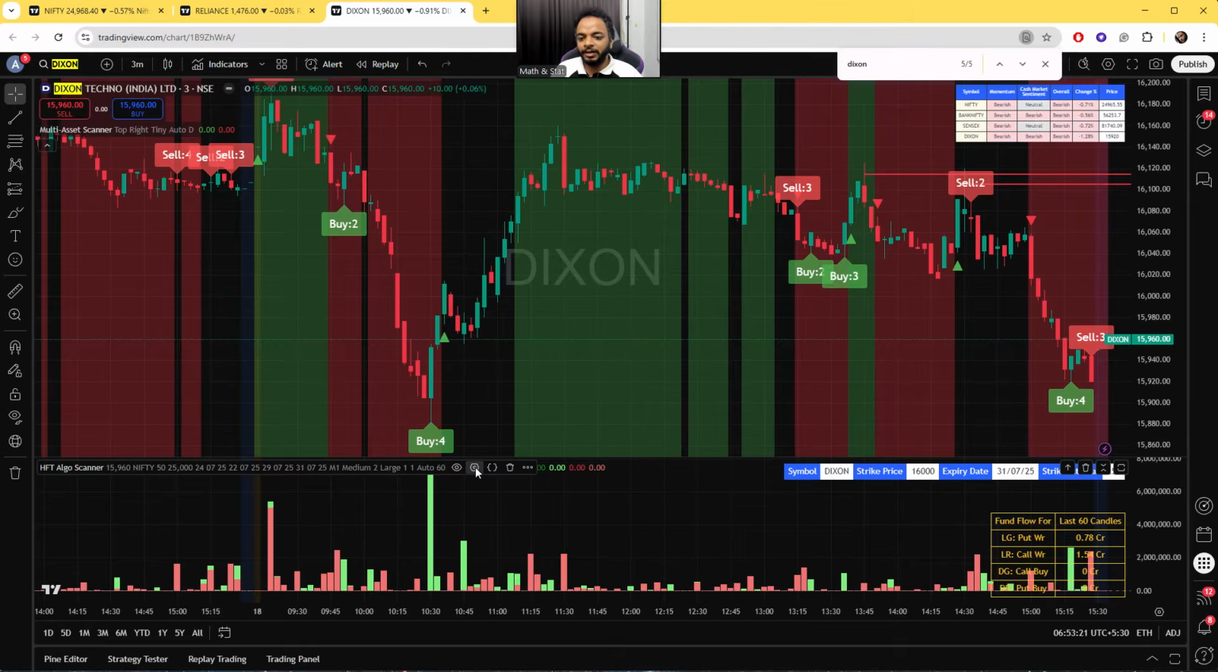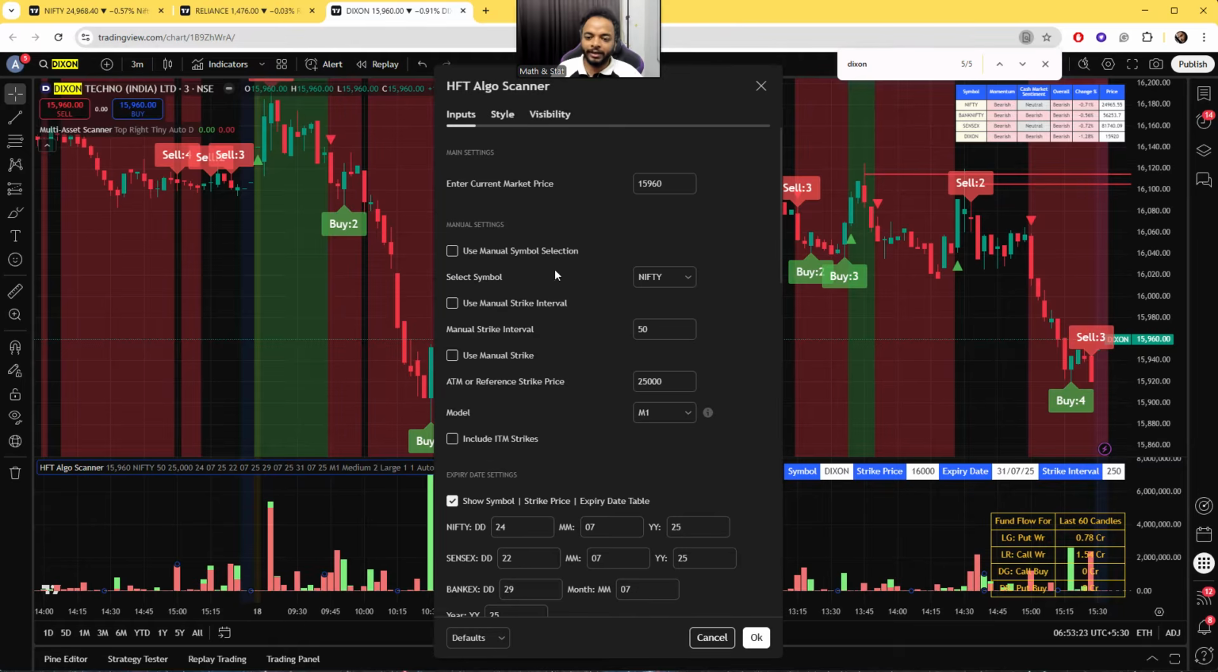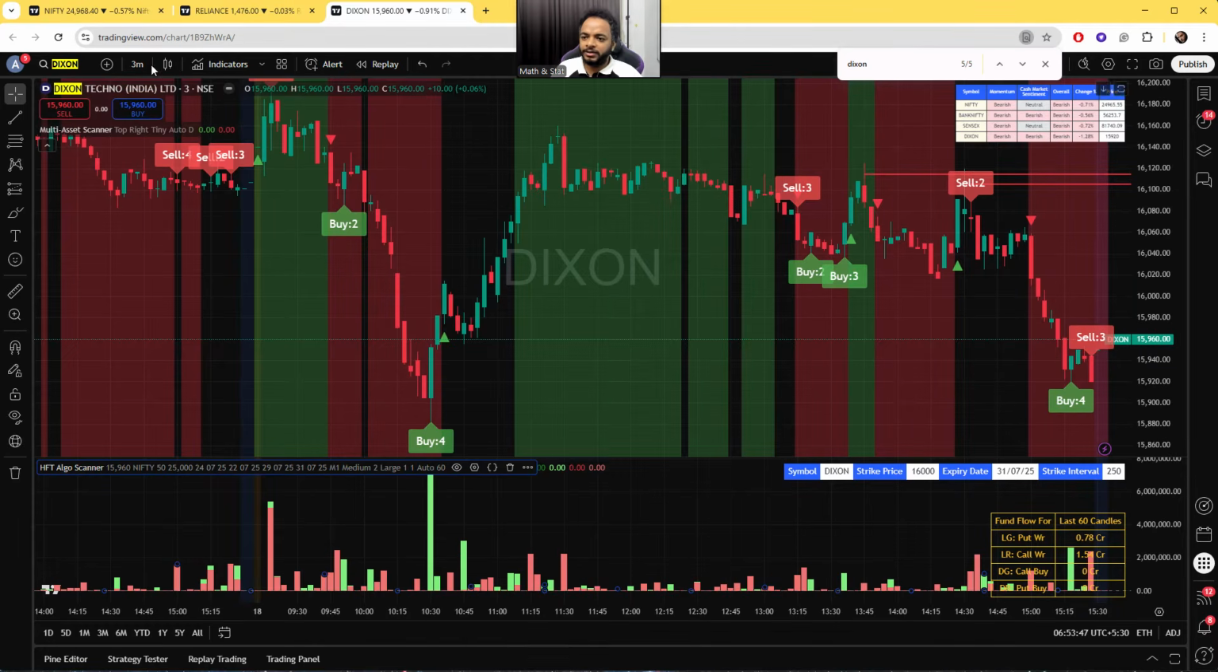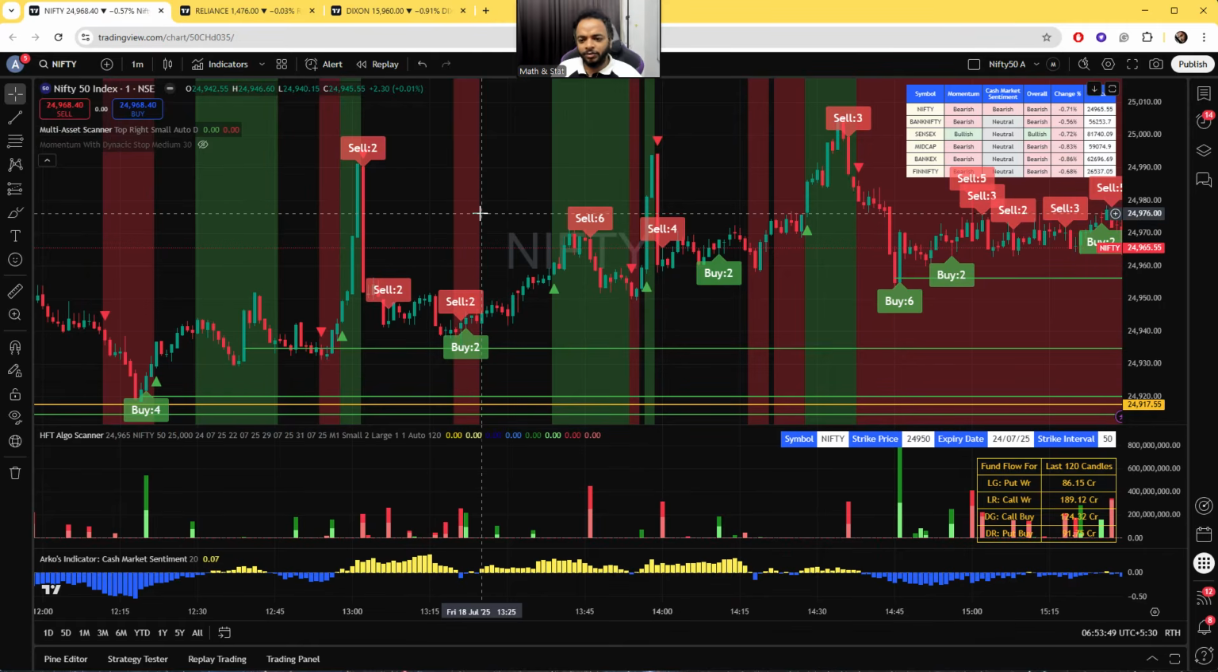Previously, we had to give all these strike prices and select the symbol and everything. All of these have been removed, and now only one thing has to be entered in the main setting: the current market price. If you also want to go into the manual portion like we used to do earlier, that is also available. So that's how you can update it.